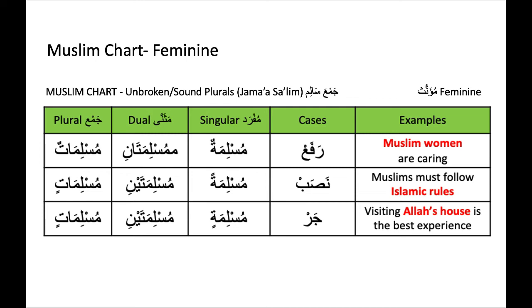Please note, in English language we have singular and plural, two or more, but in Arabic language we have singular one, pair two or dual, and plural three and more. In other words, in Arabic plural starts from three. All the words in the feminine chart have an extra ta in them. That is the sign of femininity.